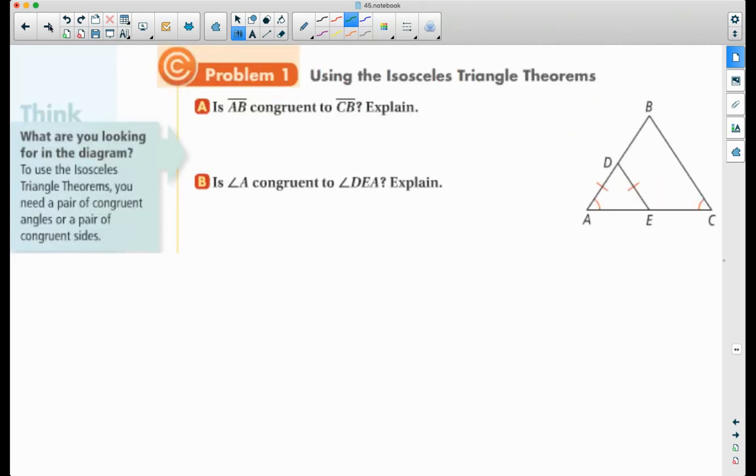Go ahead and pause the video and try this one on your own. All right, let's look at part A. It says, first off, what do we know from the given information? We got a bunch of tick marks over there. Is segment AB congruent to segment CB? And that is a big old yes. Why? By the isosceles triangle converse.